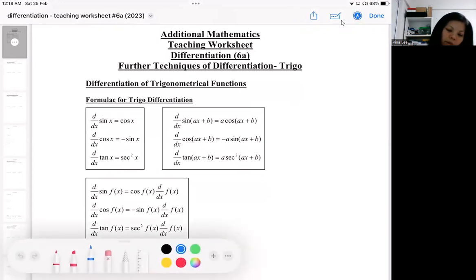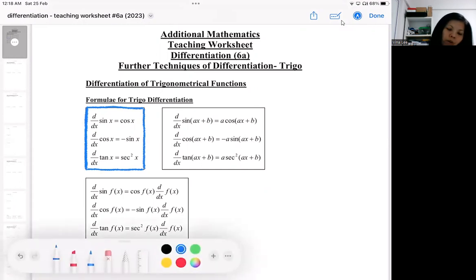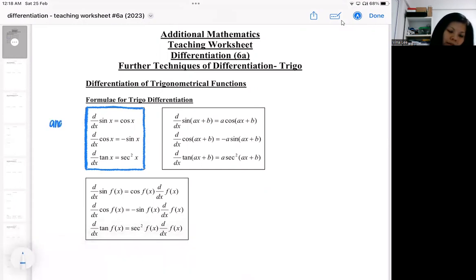Okay, this formula will not be provided during the exam. So you kind of need to memorize the formula, but not to worry about that. Gradually you will remember it. The main formula will be something like the blue box. The blue box is for the trigo where the angle is x.